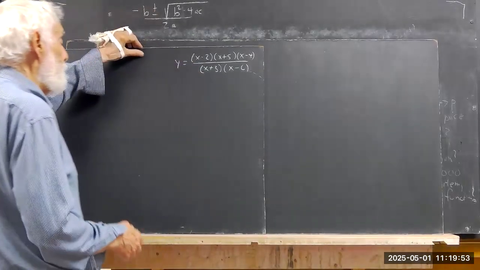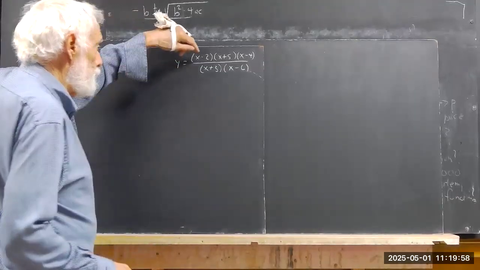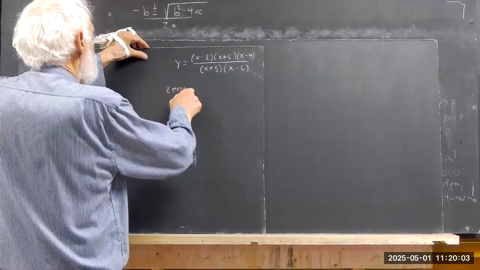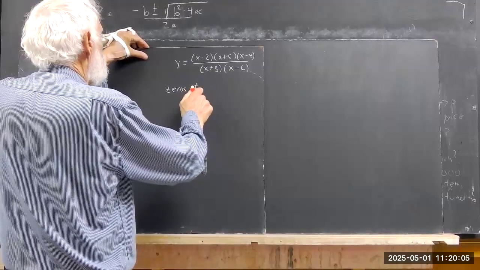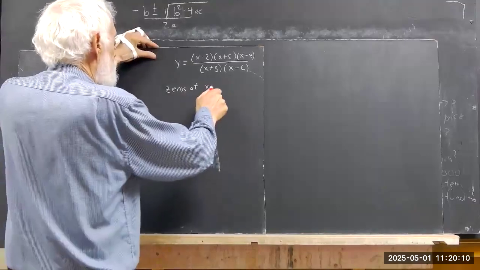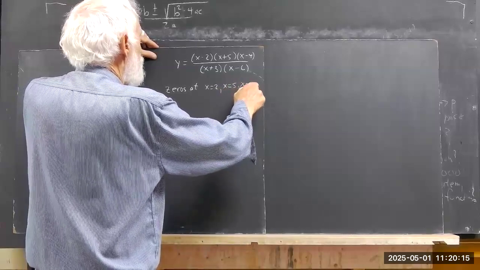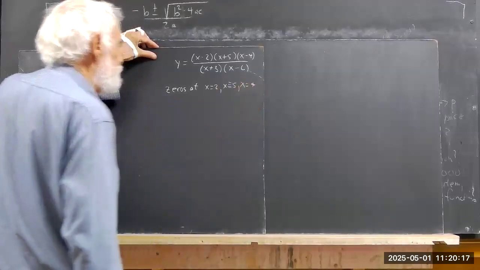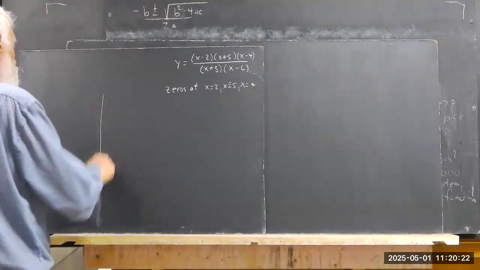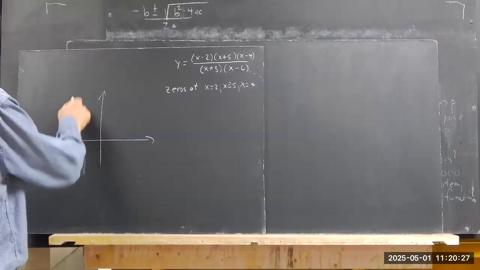So we have this. This is a rational function. I'm not going to label it. A rational function is a polynomial over a polynomial. Zeros are at 2, -5, and 4. So already we have information that we can put on our graph.